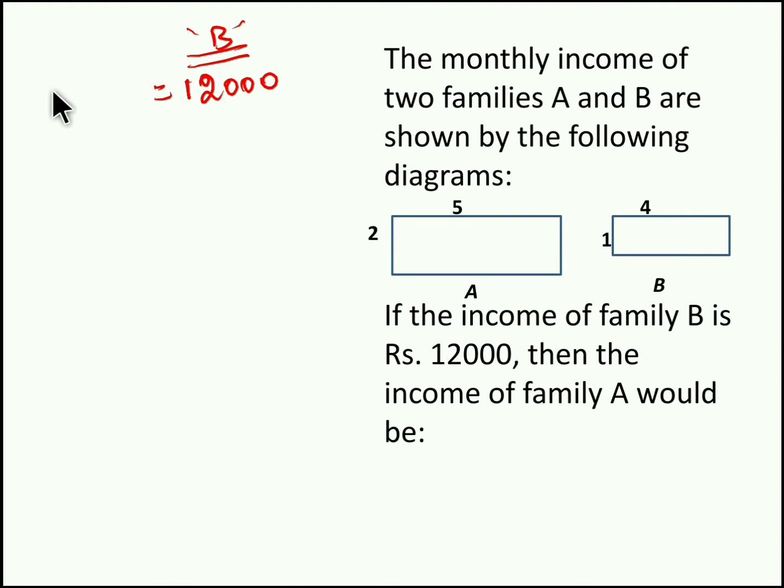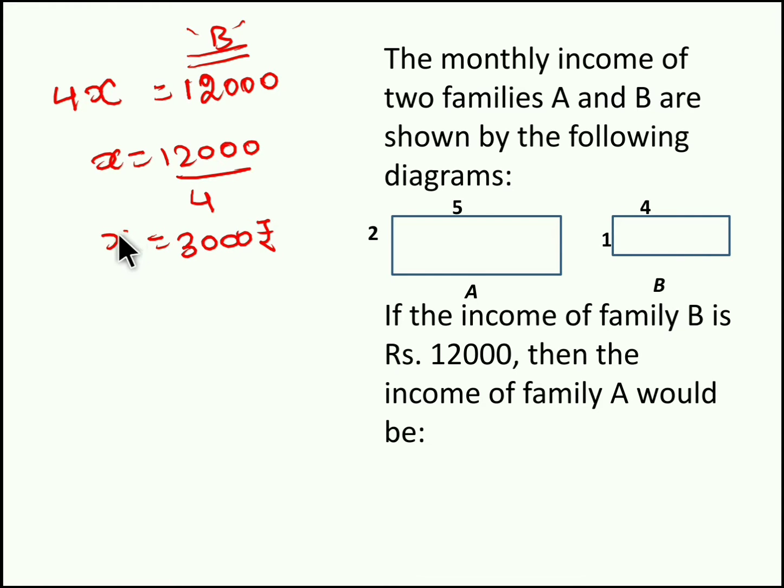So if 4 parts is 12,000, in A how many parts do you have in total? 5 into 2. So 5 into 2 is nothing but the area of this rectangle. So 5 into 2, it's totally 10 parts. So if 4 parts is 12,000, 1 part will be 12,000 by 4, which gives you 3,000.